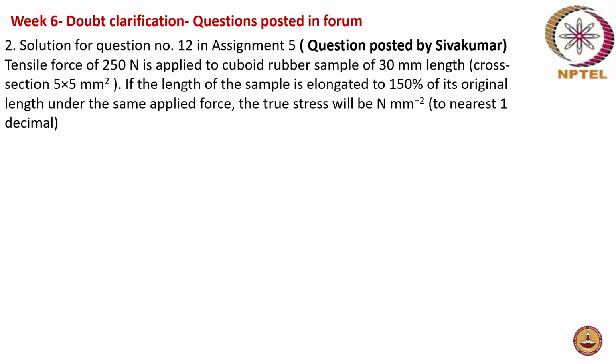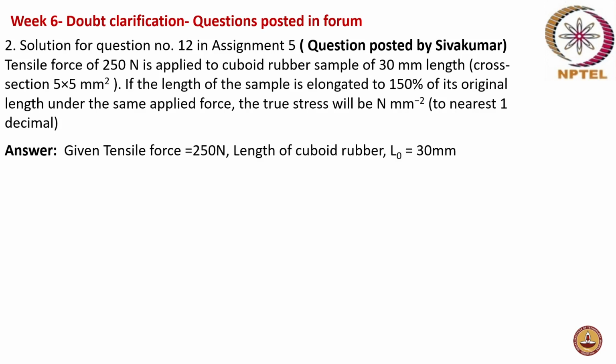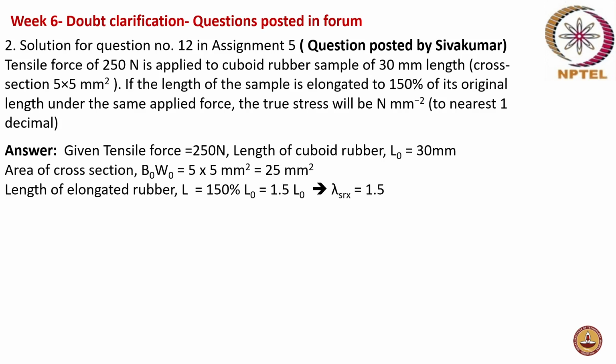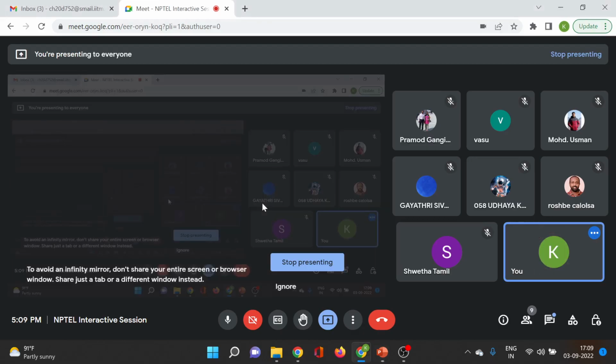Let me solve. Given the tensile force is 250 Newton and the length of the cuboid rubber L naught is 30 mm, the area of cross section is 5 by 5, B naught into W naught, that is 25 mm square. Then they've given that the length of the elongated rubber is L equal to 150% of L naught, that is nothing but 1.5 times L naught. From this we can calculate the stretch ratio, that is nothing but 1.5, right? Are you all there?